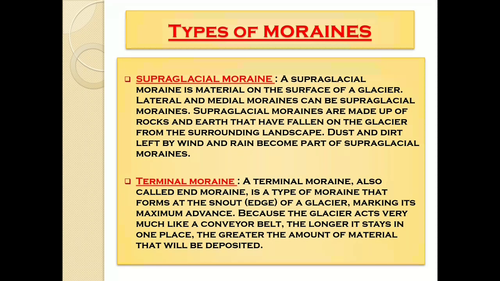Next is terminal moraine. A terminal moraine, also called end moraine, is a type of moraine that forms at the snout, or you can say edge, of a glacier, marking its maximum advance. Because the glacier acts very much like a conveyor belt, the longer it stays in one place, the greater the amount of material that will be deposited.